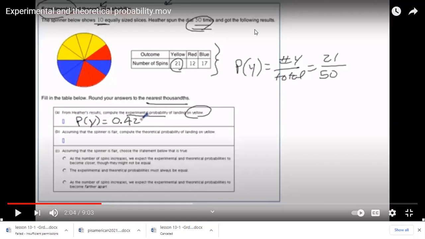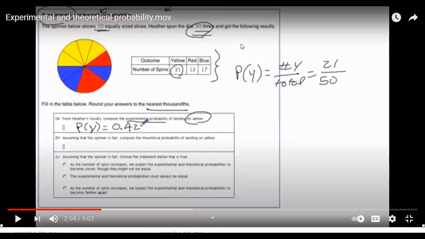In this part, we want to know the experimental probability of landing on yellow. We made this experiment 50 times and it landed on yellow 21 times. So the experimental probability was 21 over 50, and we will change it into a decimal.